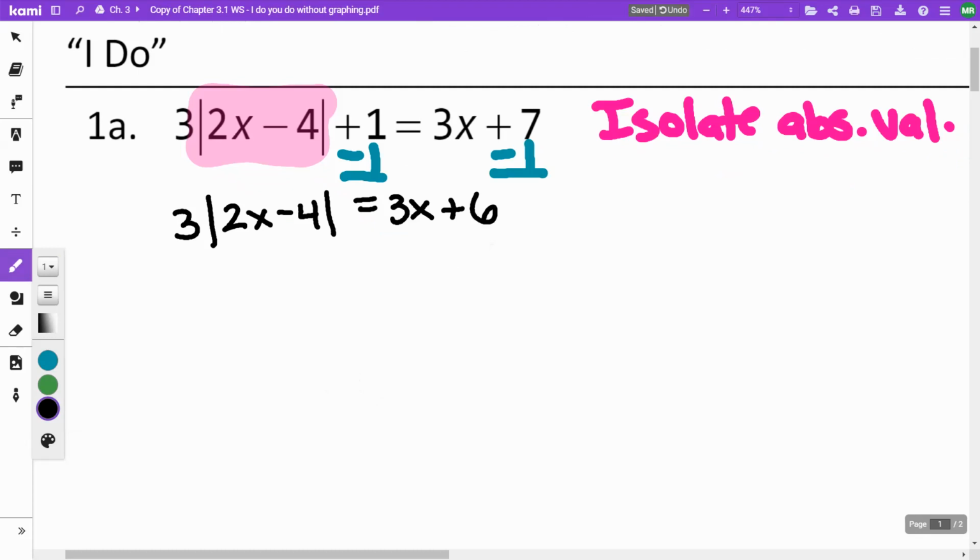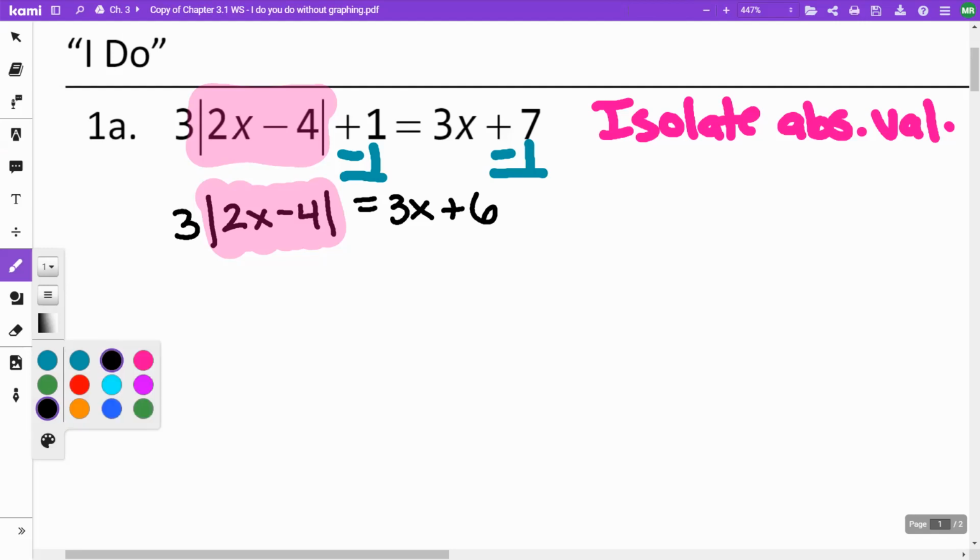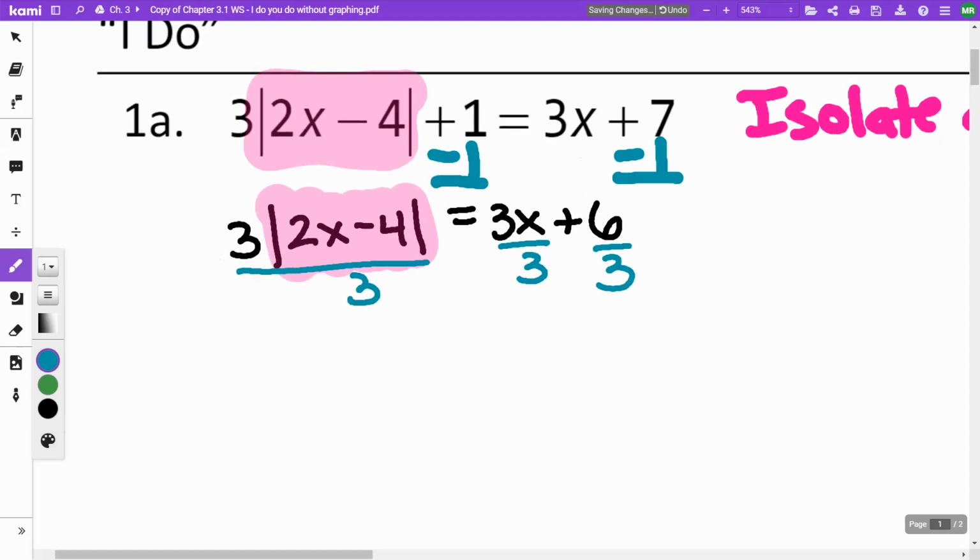I still need to isolate my absolute value. I need to get this absolute value by itself. I do not want that 3 in front. You never distribute into your absolute value. Never, ever. So what I'm going to do is divide by 3. And over here, I'm going to divide that whole side by 3, but I'm going to divide each term separately by 3, because that way I can get a more simplified answer.